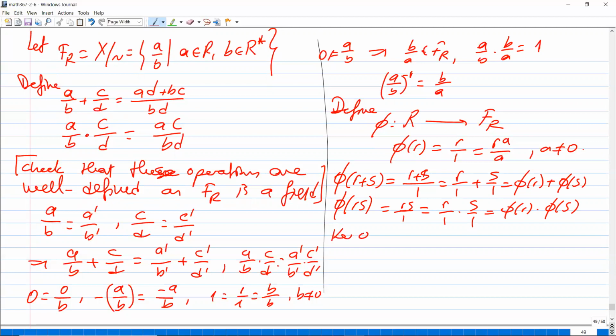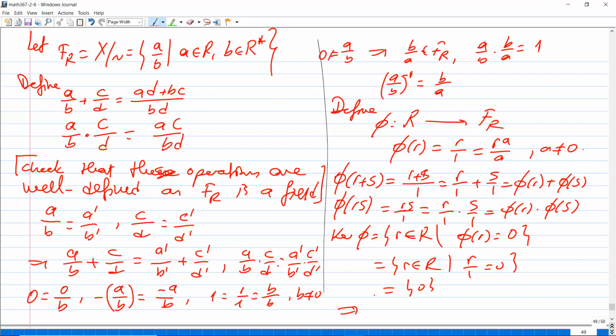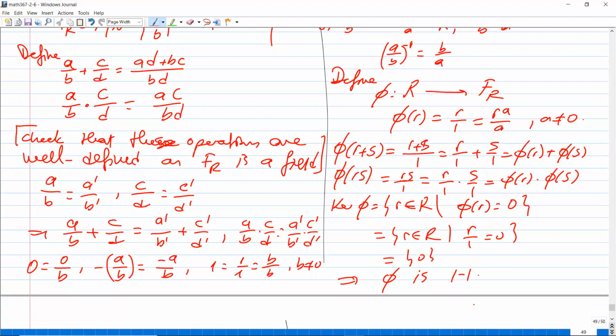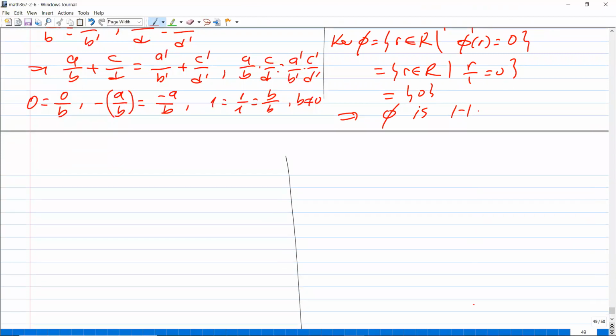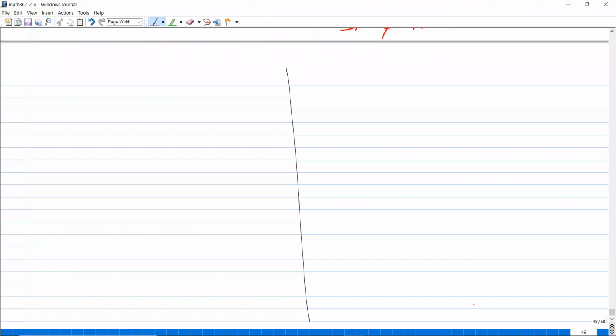Let's look at the kernel of phi, that is R in R such that phi of R is 0. That means R in R such that R over 1 is 0, so R must be 0 only. Therefore the kernel of phi consists of only 0, so phi is a monomorphism, phi is one to one. Good. So we have a field F of R and a monomorphism from R into F of R.